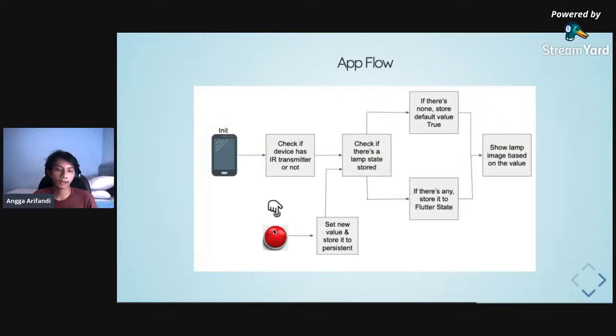And last, for the button, upon clicking, let's say I click the button, it will set the new value to the persistent data, and then I will also transmit an event based on the previous value. For example, if the previous value is on, the lamp is on, so now I have to turn it off, right? And then the opposite as well.